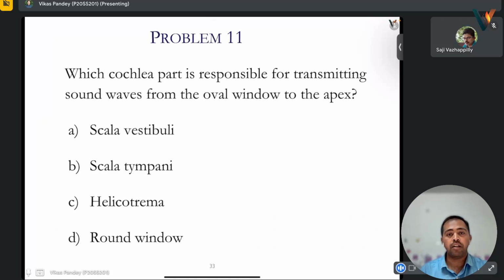So, which cochlear part is responsible for transmitting sound waves from the oval window to the apex? Scala vestibuli, scala tympani, helicotrema, or round window? Through the oval window, the sound goes to the scala vestibuli, and then it is going to the apex.